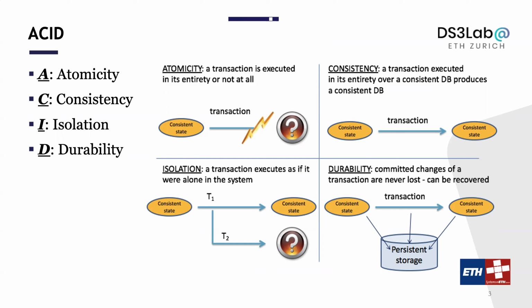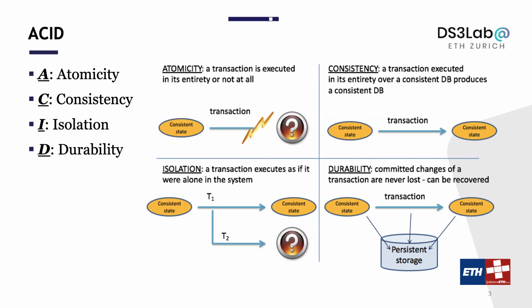The fourth property is called durability, which means that if you commit a transaction, the committed changes of the transaction are never lost and can be recovered even if your system goes down. As long as the system tells you that you successfully committed a transaction, the result is there. It doesn't matter whether the database goes down or you restart your machine; when you recover the data, the effect of the transaction will be there. So we define these four properties that we want from a transaction.